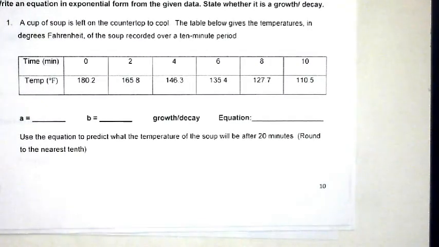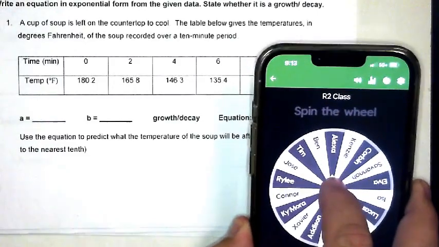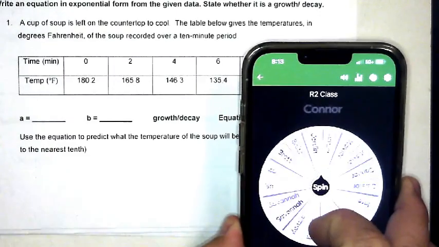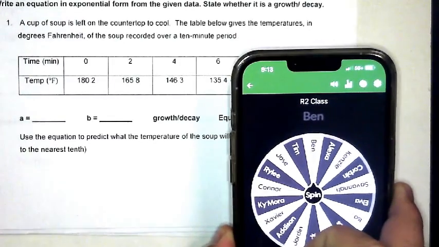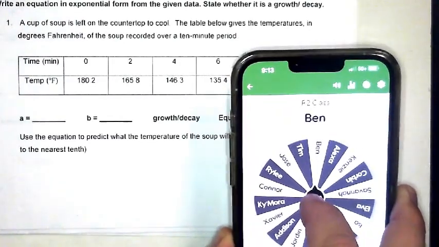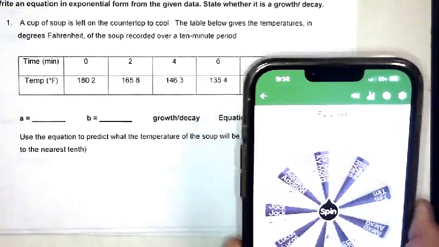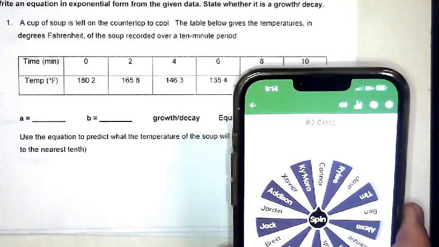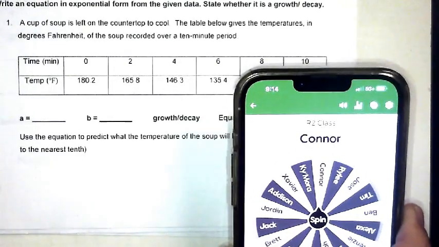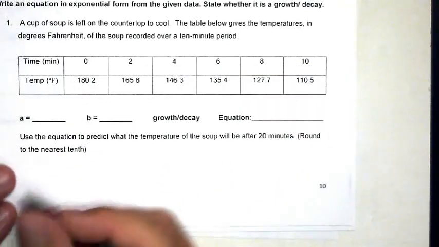Now, because the calculator does 99.9% of the work, I'm going to go ahead and spin the wheel. Unfortunately, Ben literally just walked in. What is the A value rounded to the hundredths place?